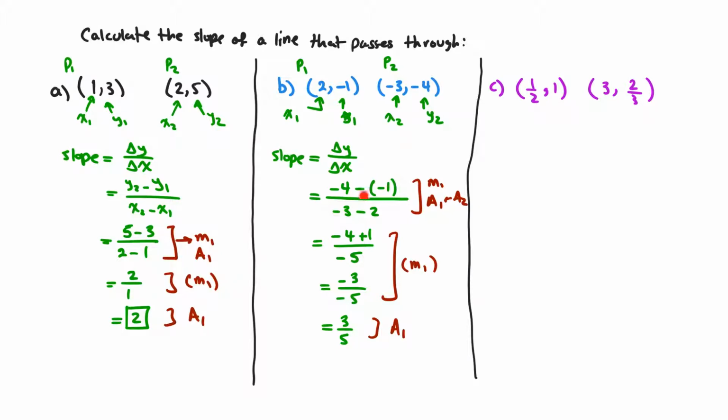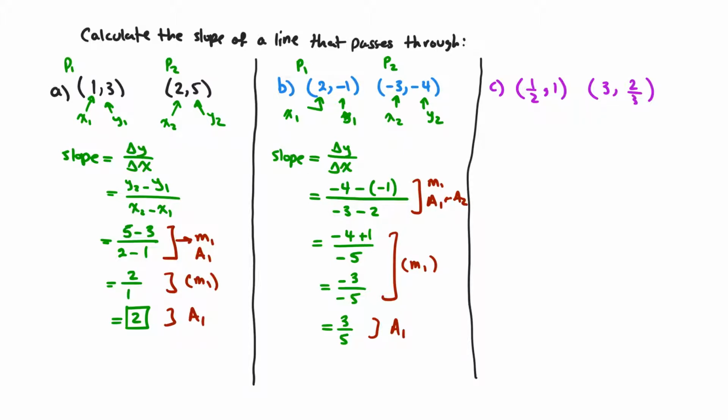And again, the most common mistake for a question like this would be this step over here, which is the negative 4 minus negative 1. A lot of students would just put minus 1 over here and lose an accuracy mark here and lose a final accuracy mark for their final answer.